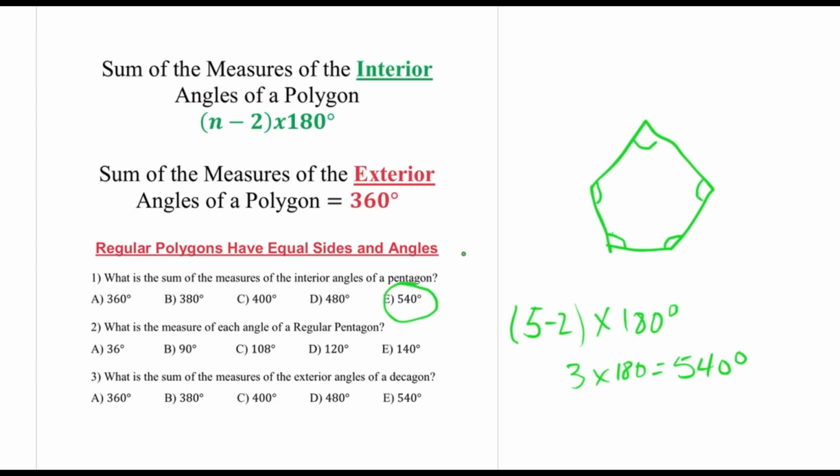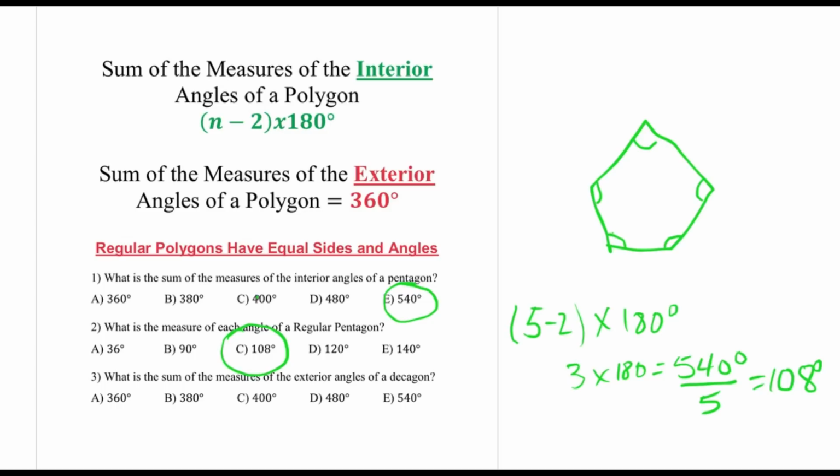Number 2. What is the measure of each angle of a regular pentagon? Well, we know a pentagon, all the angles add to 540. If it's regular, then every angle is equal or congruent. We would simply divide that by 5 and get 108 degrees. That's the measure of each angle of a regular pentagon. We would not know the measure of each angle unless we knew it were regular, like it is. So the answer is C.